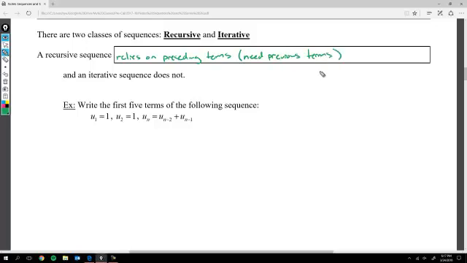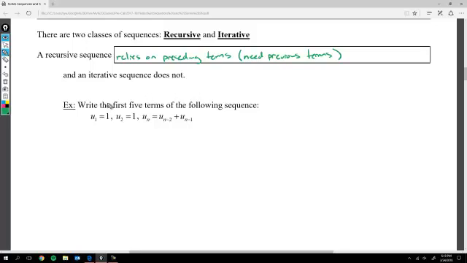So if I gave you a sequence that is recursive and you wanted to find, say, the second term, well, you would need the first term in order to do that. Whereas with an iterative function, it does not require any previous terms. If I gave you an iterative sequence, you could find the 100th term without needing anything else. Whereas with a recursive sequence, if you wanted to find the 100th term, you'd need the 99th term, which means you need the 98th term, which means you need the 97th term, which means you need all of the terms starting from the first one in order to find the 100th.